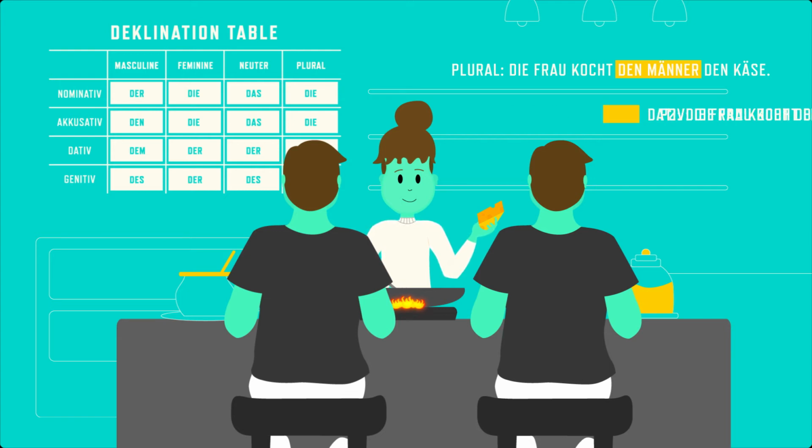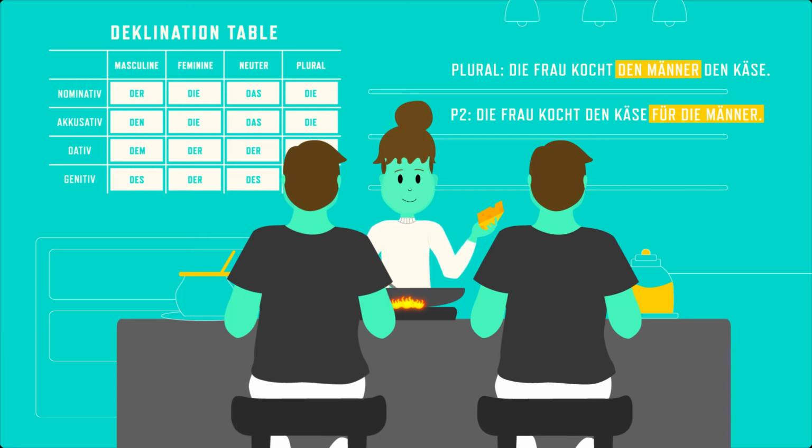However, you can also write a similar sentence like this. Die Frau kocht den Käse für die Männer. It delivers the exact same meaning, but just adding in a preposition für. Both are grammatically correct, but it seems like the second one is more commonly used.